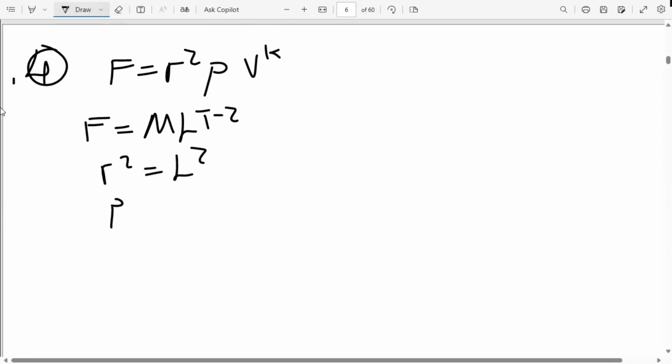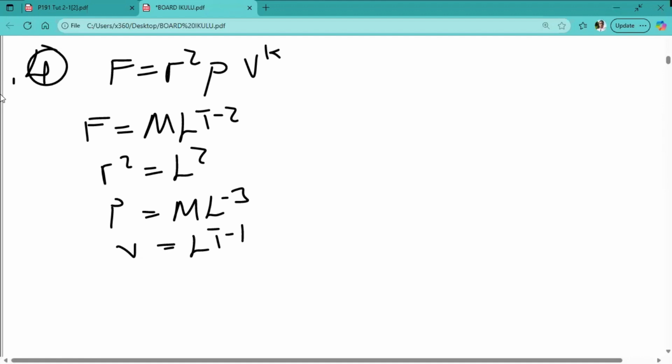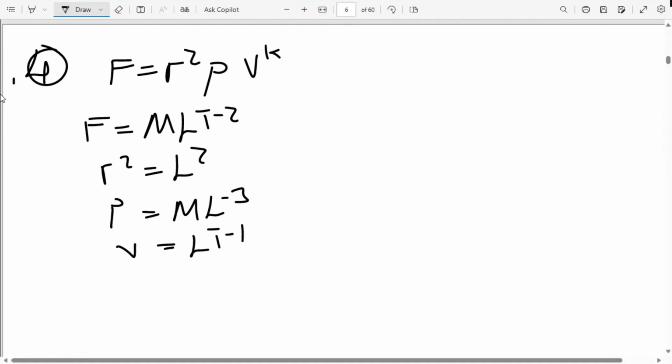We've also been given rho, which is representing density, and density is mass per unit volume. So we're going to say M L to the power minus 3. Then we have v, which is representing velocity, is L T to the power minus 1. So they've asked us to use dimensional analysis to determine the value of k, which is this power k here. This is very simple because we've identified the dimensions of each of these quantities in this equation. So let's plug these dimensions into this equation.